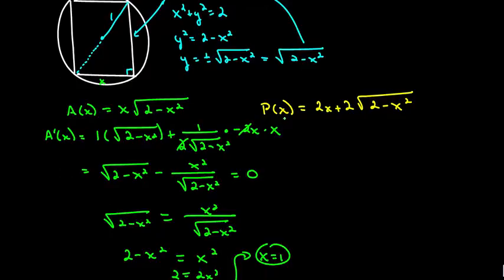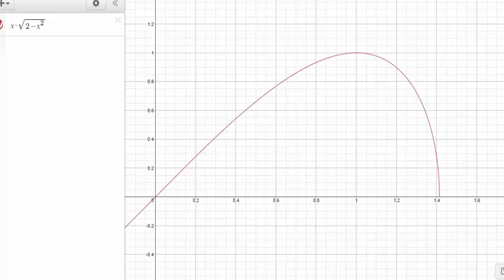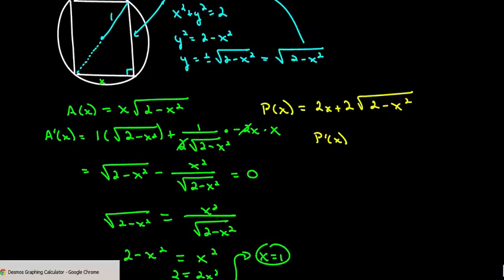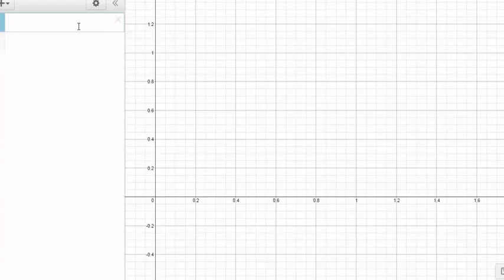So now let's go ahead and look at the perimeter. Well, P prime, let's graph that out. Actually, I'm going to graph out P, not P prime. So P is equal to 2x plus 2 times the square root of 2 minus x squared. Okay, so we end up with this guy right here.